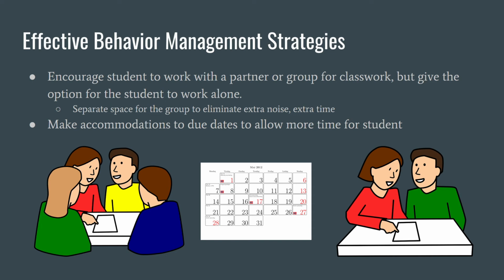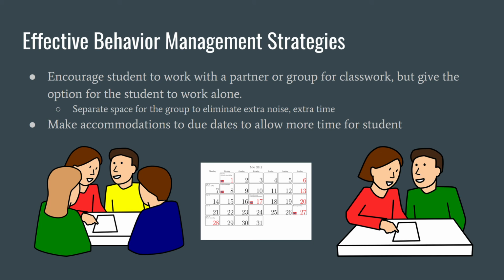Some things you can do to help behavior management. Some strategies are encouraging the student to work with a partner or a group for classwork, but as a teacher, being ready to have an alternative assignment if that student does not want to do it. I would rather the student be working on a personal assignment than shutting down in a group assignment. So I would have modifications ready for that student if they cannot participate or do not want to try to participate.